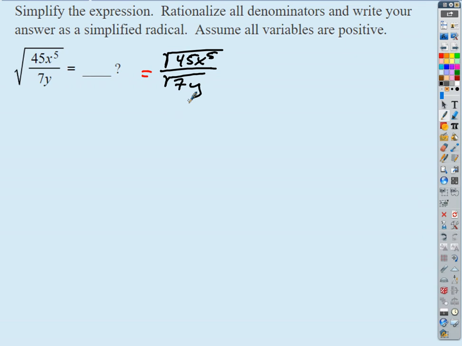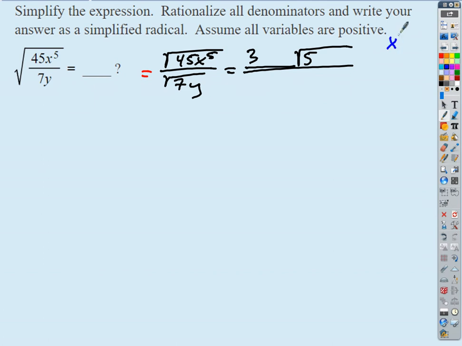Okay, and then we can use our trick on the top and the bottom there. If we want to simplify this, there's nothing comes out on the bottom, but on the top, some stuff does come out. I can break the top into some outside stuff and some inside stuff. What about the number 45? What comes out? 3. I get a square root of 9, and inside I get 5, good. And then I have a square root of x to the 5th.